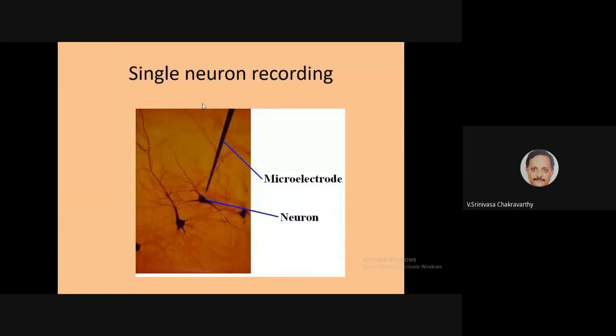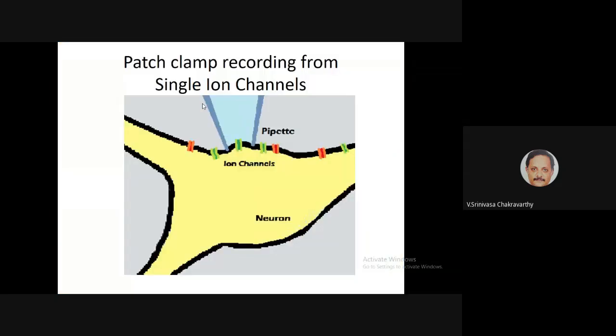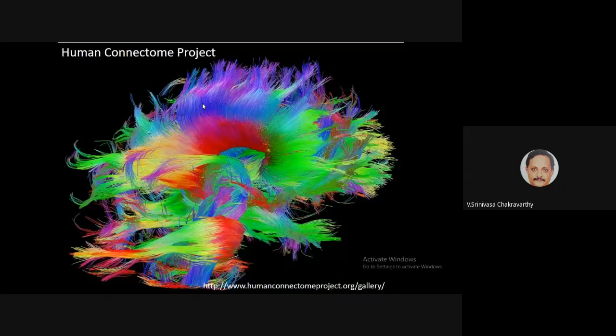And later on, in more recent times, maybe the last half century, there's been a lot of progress in technology also. People are able to record from single neurons, not only single neurons, but single ion channels or a small number of ion channels. There's a technique called patch clamp that was developed. And lots of different imaging techniques have been developed again in the last few decades. And so people are now taking up ambitious projects like the Human Connectome project, where people are trying to work out the entire connectivity graph of the adult brain.